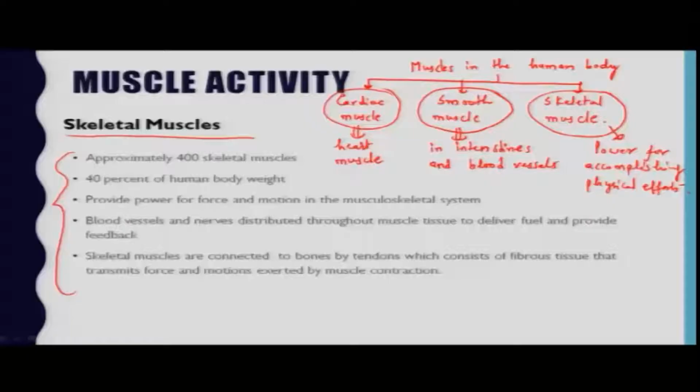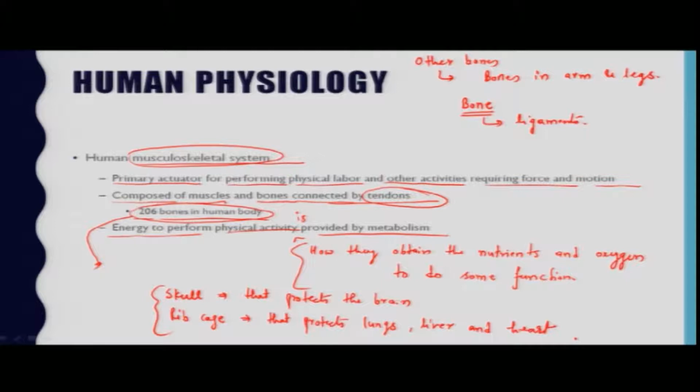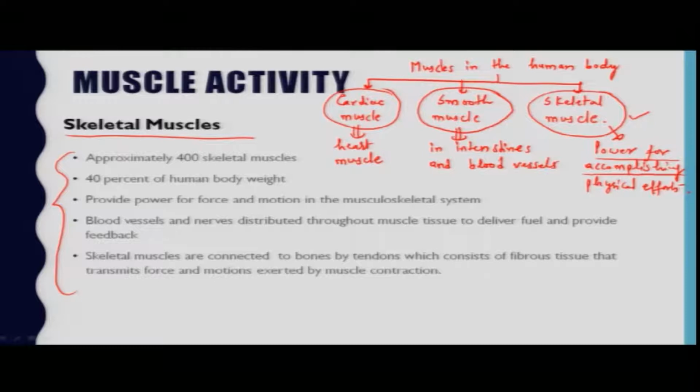So these are 3 types: first is cardiac muscle, second is smooth muscle, third is skeletal muscle. So our main interest is lying in the understanding of a skeletal muscle, which is providing power for force and motion in the musculoskeletal system.